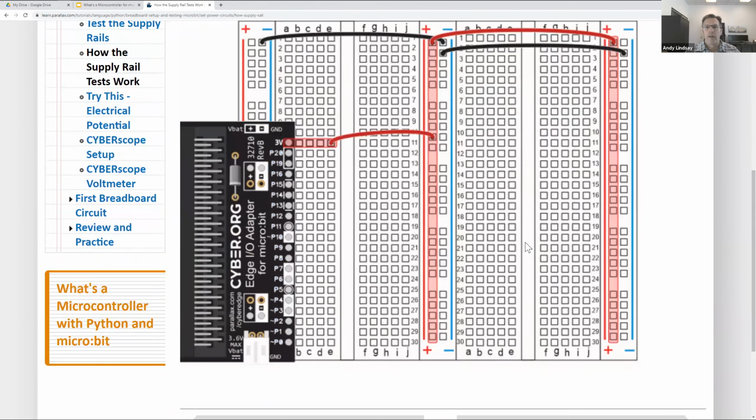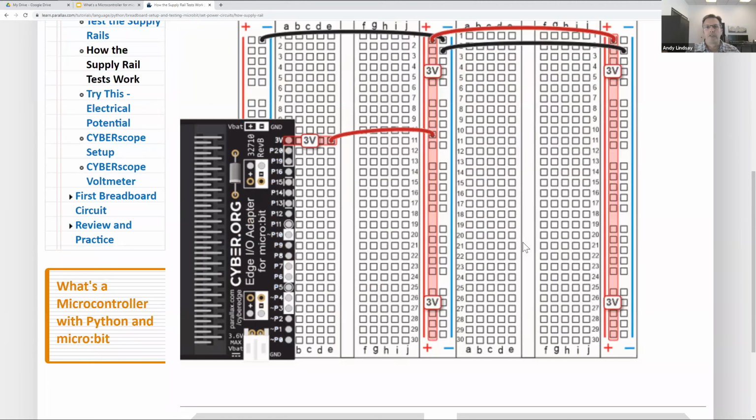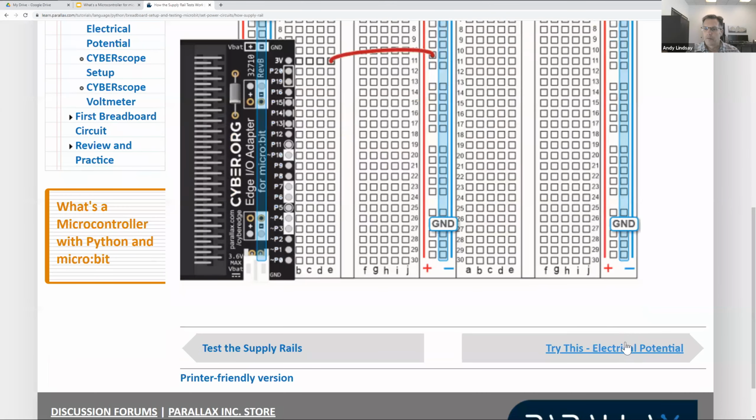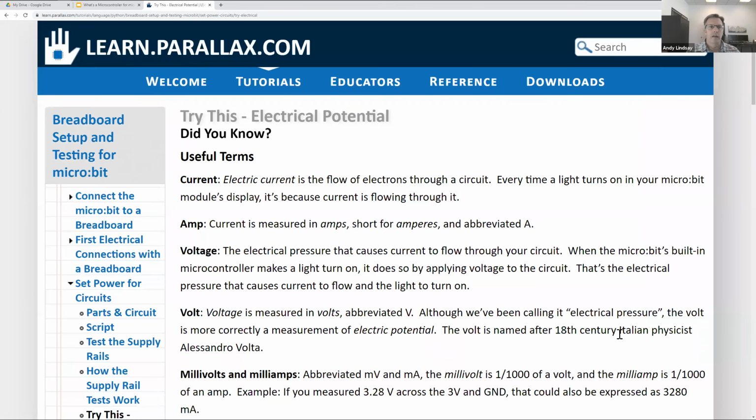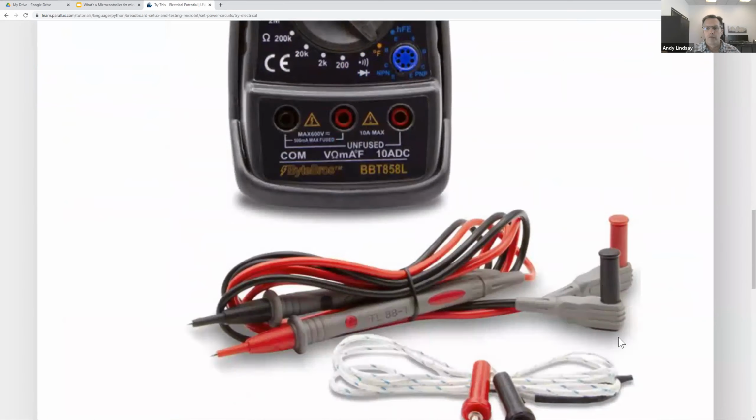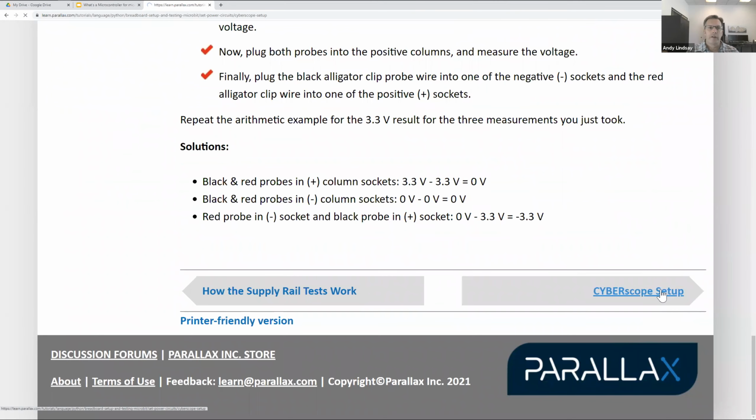Okay, and then we talk about how it works, which is going to be helpful for the students to see: hey, these are your 3-volt sockets, and then these are your ground or 0-volt sockets. And we show it as 0 volt and then ground. We talk about a real voltmeter.